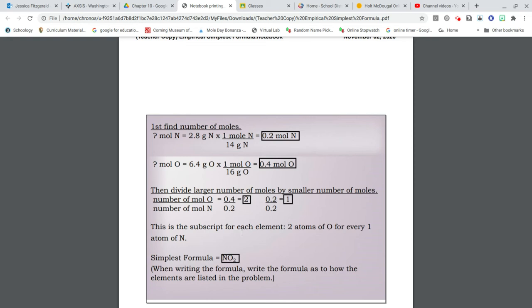So this subscript for each element will be 2 oxygen for every 1 nitrogen. So your empirical or simplest formula will be NO2. When you write your formula, go on and write the elements in the order they first appear in your word problem.